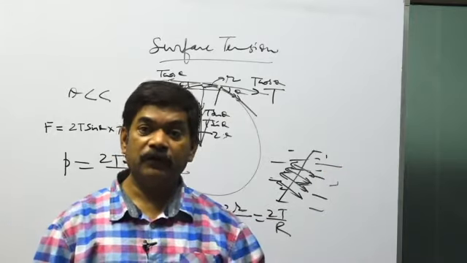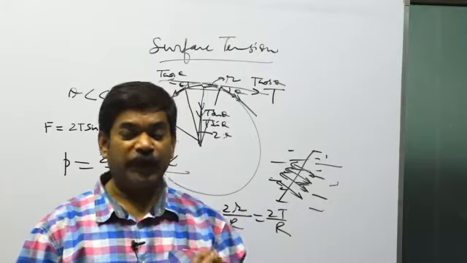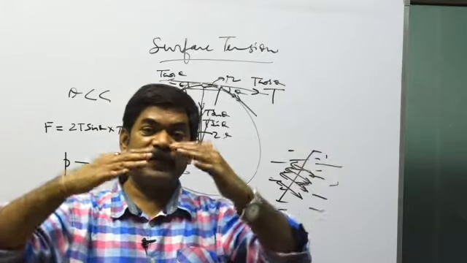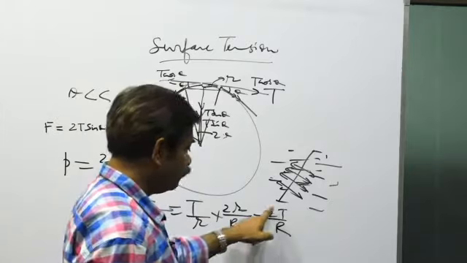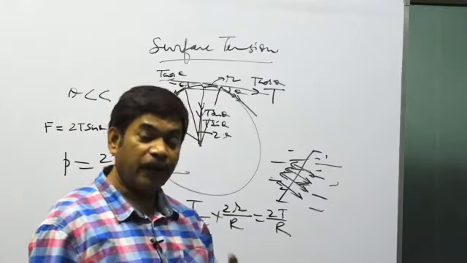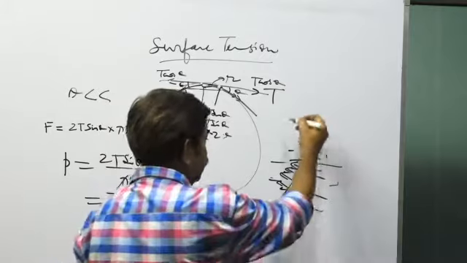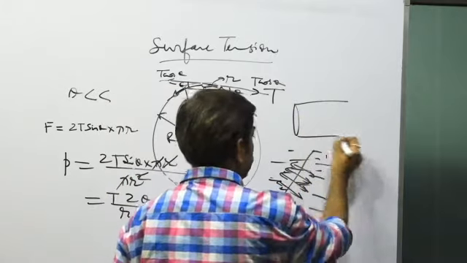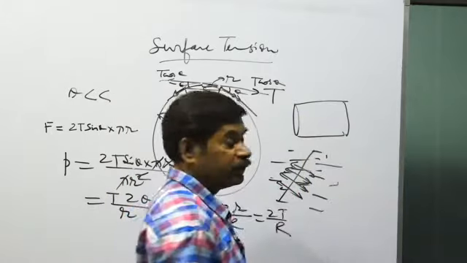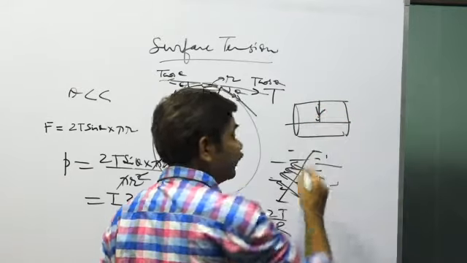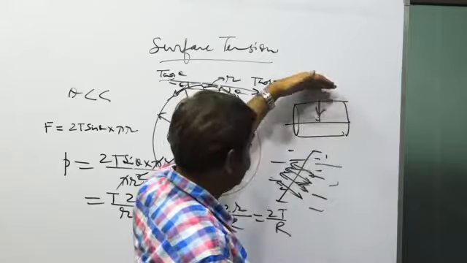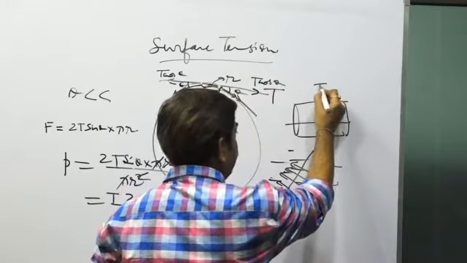That means this pressure will try to compress the liquid. If it is a spherical surface, the formula is 2T by R. But if it is a cylindrical surface, like a cylindrical body of liquid with radius R, then what will be the pressure generated towards the inner side? That pressure will try to compress the liquid, and it will be T by R.